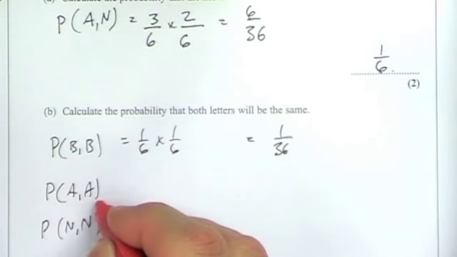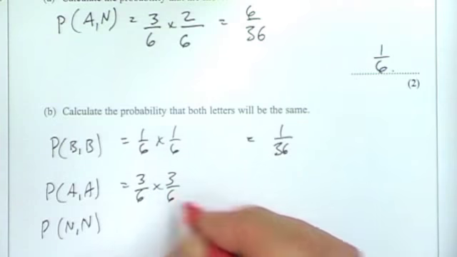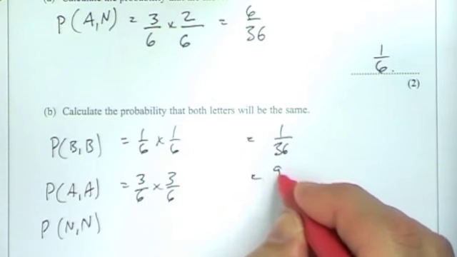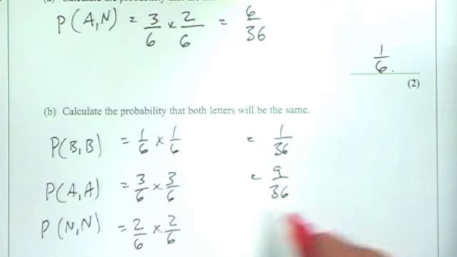For AA, well, there's 3 A's, so the probability is 3 over 6 times 3 over 6 for the second A, and that gives us 9 over 36. And for an NN, there are 2 N's, so the probability is 2 over 6 times 2 over 6 for the second N, and that comes to 4 over 36.